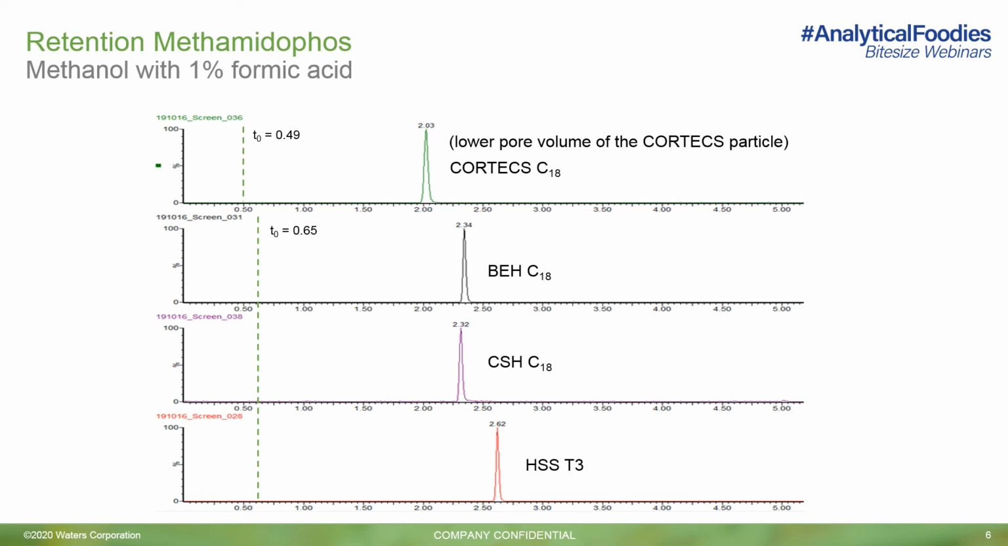In this example, the 4 different C18 stationary phases with the same dimensions have been tested using the same system and mobile phase to monitor the retention of the earliest eluting compound, methamidophos. All 4 columns exhibit retention for methamidophos greater than twice the column void time. The HSS T3 column provides excellent retention for this early eluting compound.